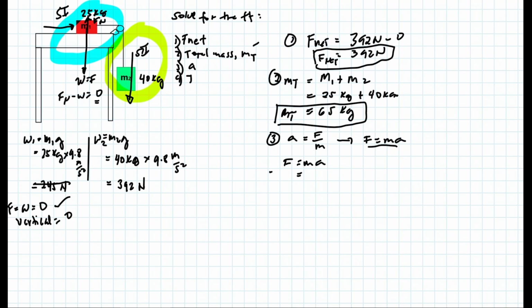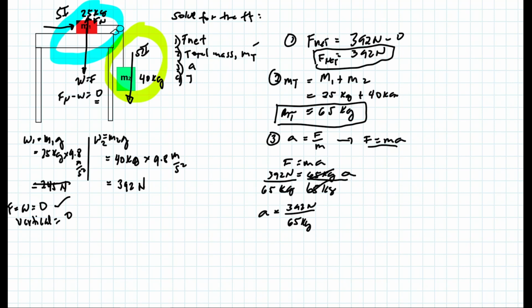So our F net is 392 newtons. Our total mass is 65 kilograms multiplied by acceleration. We do not want the 65 kilograms beside acceleration, so we need to remove it by dividing 65 kilograms on both sides of the equation. The kilograms cancel, numerator and denominator. What is left now? Let me rewrite it. Acceleration is equal to 392 newtons over 65 kilograms.